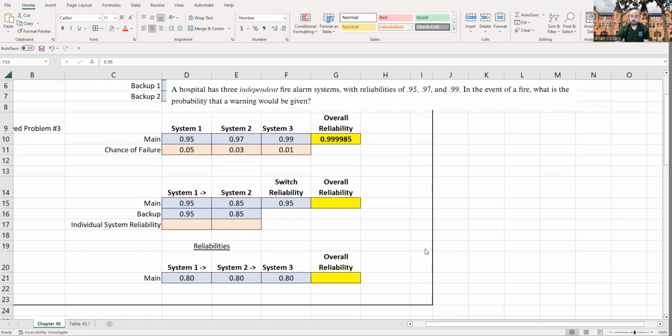So what you have to do here is take the individual system reliability of 1 is going to be equal to the 95% chance of the main system working times the chance that you need the backup, which is 1 minus 95. So 5% of the time I need the backup. I multiply that by the backup, but then I also have to multiply it by the chance that the switch activates.